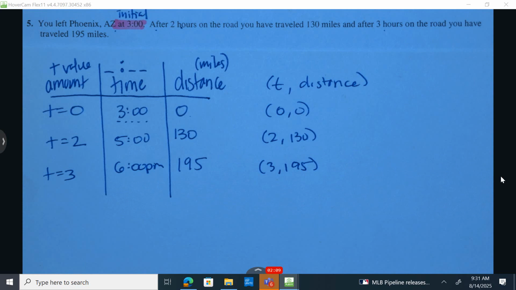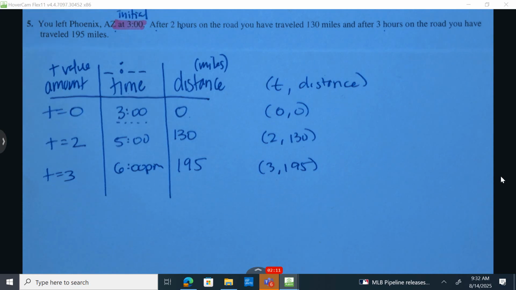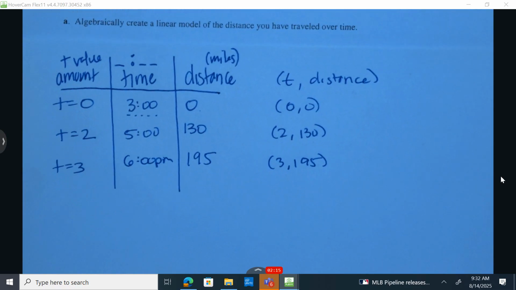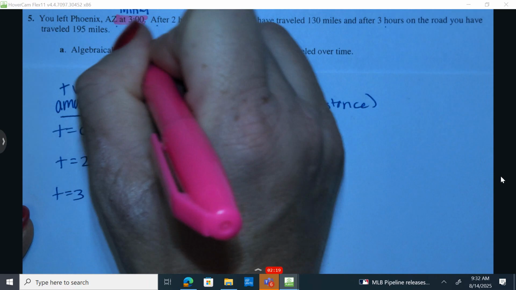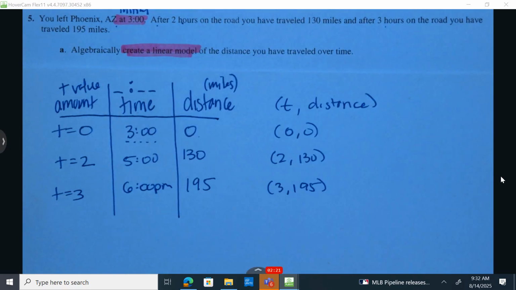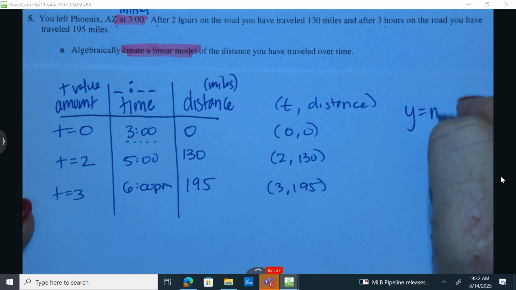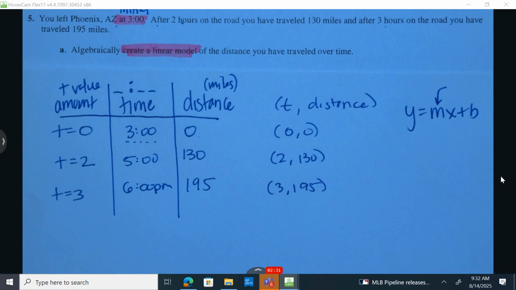That's probably almost the toughest part of this problem. There's a lot more work, but understanding how to set that up is the difficult part. We're going to go to part A right now, and please underline create a linear model. You may be thinking, okay, I've read that, but what does that mean again? So that means we're going to go y equals mx plus b. We're going to start by identifying the slope.